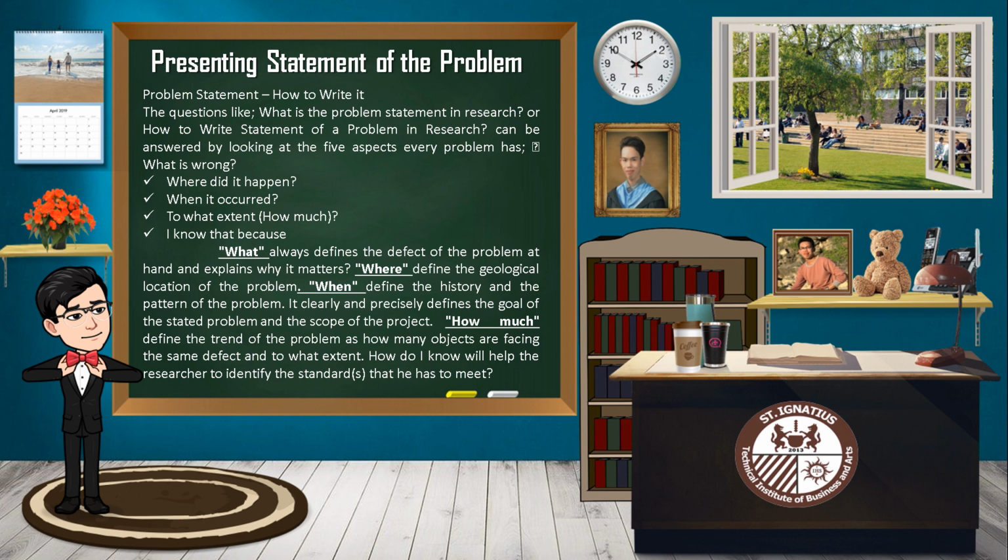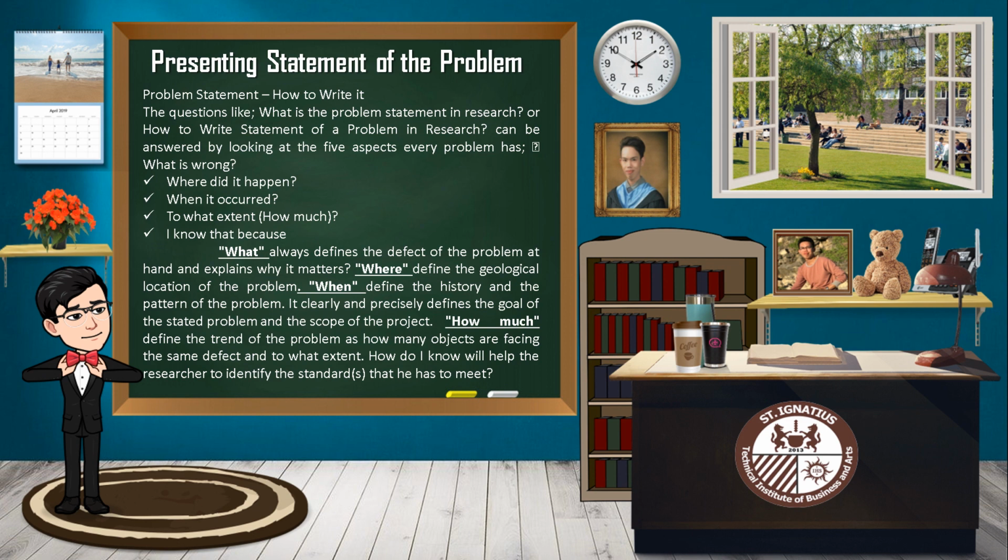Okay, so let us move on to how to write a statement of the problem. The questions like, what is the problem statement in research? How to write a statement of the problem in research can be answered by looking at the 5 aspects every problem has. So, for example, ano yung mali? Ito yung sinasabi dito na what is wrong. Ano yung mali doon sa study na gusto nating baguhin?